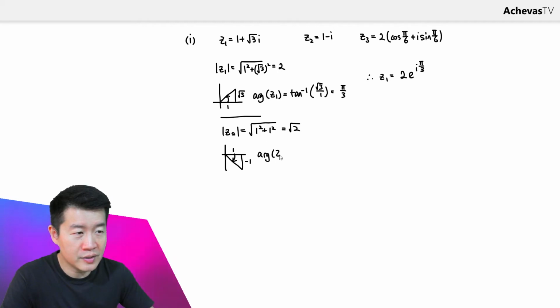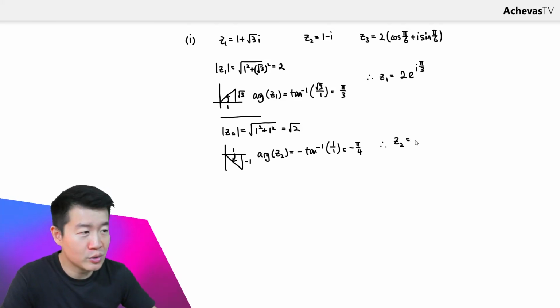The argument of Z2 is going to be minus of the basic angle, which is tangent inverse of 1 over 1. And this is equal to minus of pi over 4. Therefore, we know Z2 is going to be equal to square root of 2e to the power of minus i pi over 4. As for Z3, I guess this is pretty simple, because Z3 is already in the trigonometric form. If I want to rewrite it into the Euler form, the modulus is simply 2. The argument is just pi over 6.